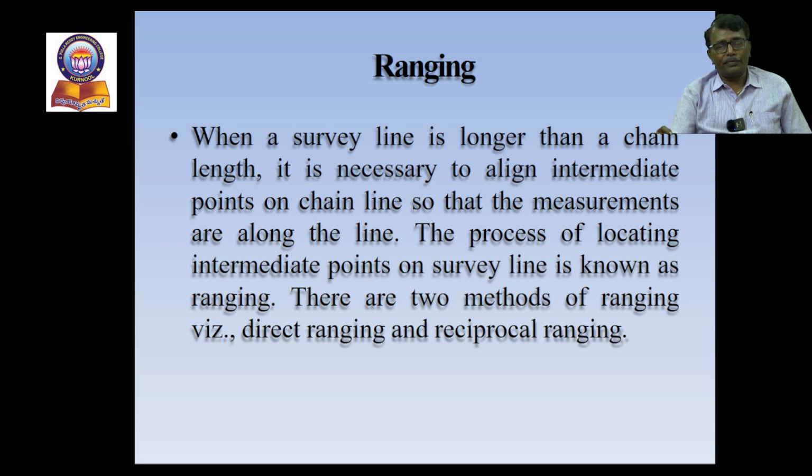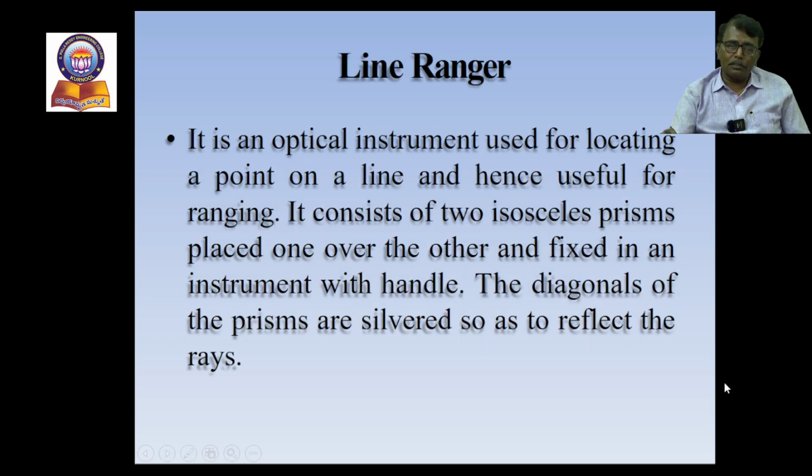There are different methods of ranging: direct ranging and reciprocal ranging. Direct ranging can be done by using a minor instrument called a line ranger. It is an optical instrument used for locating a point on a line and hence useful for ranging. It consists of two isosceles prisms placed one over the other and fixed in an instrument with a handle. The diagonals of the prisms are silvered so as to reflect the rays.